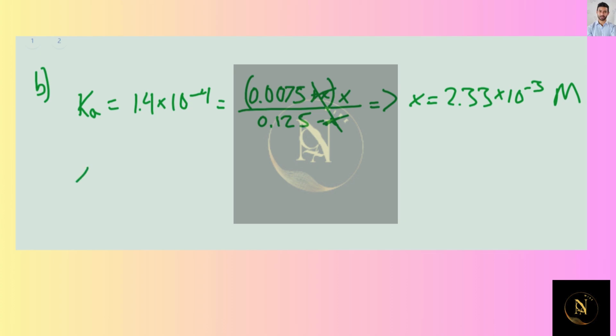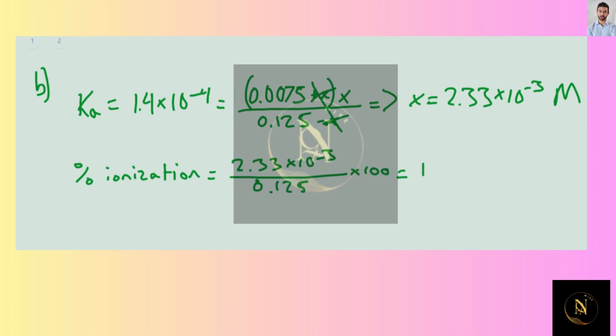And so if we do the percent ionization the same way as we did before, we get 2.33 times 10 to the minus 3 divided by our initial concentration, which was 0.125. We multiply by 100, and we get a value of 1.87% ionization.